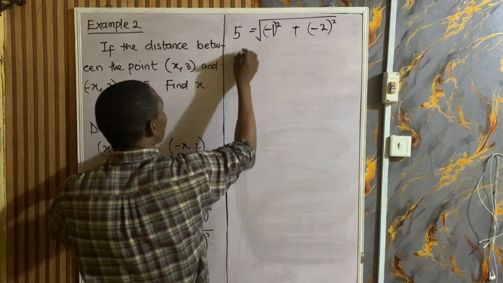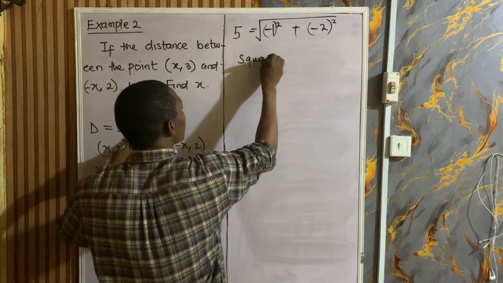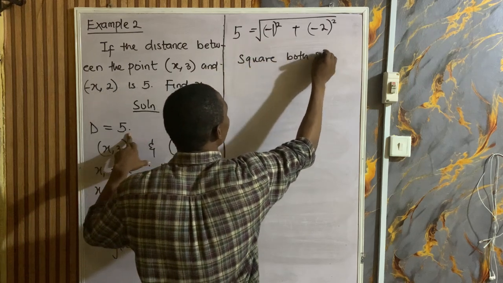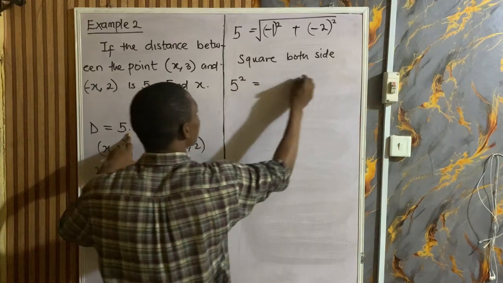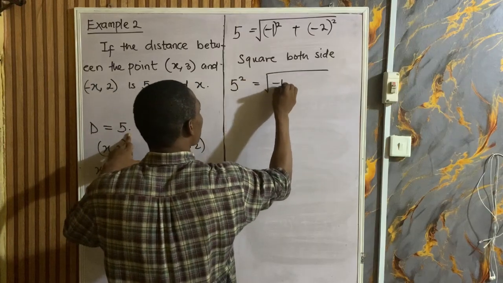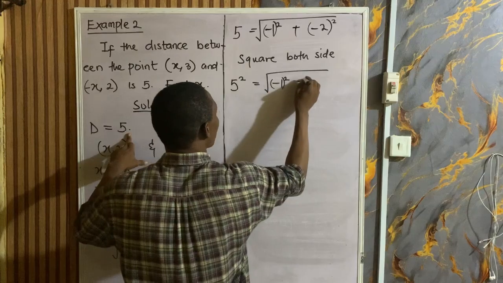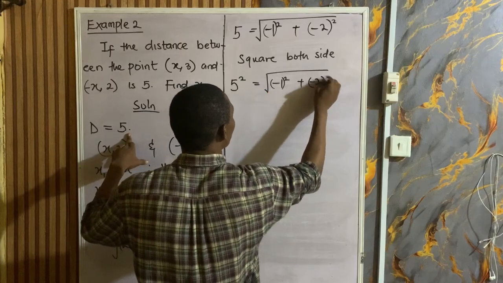So put 5. Now I'm going to say square both sides. Why? I want to remove this square root. That will be 5 squared is equal to (-1) squared plus (-2x) squared.